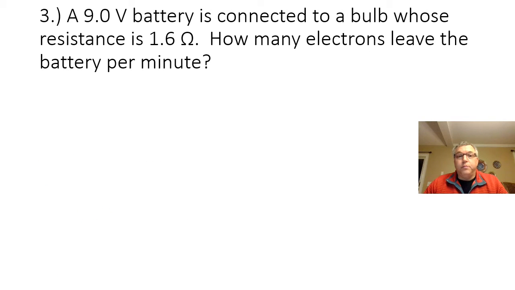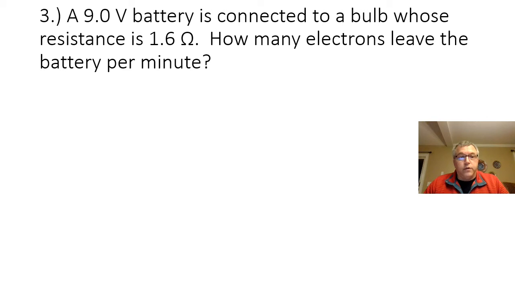A 9-volt battery is connected to a bulb whose resistance is 1.6 ohms. How many electrons leave the battery per minute? How many electrons? How can we figure out how many electrons are leaving the battery? Well, what do we know about electrons? We know that electrons are charged particles, and we know that current is the rate at which charge flows. So if we could determine the current leaving the battery, then we could figure out how many electrons are leaving the battery. So to find the current, we need to use Ohm's law.